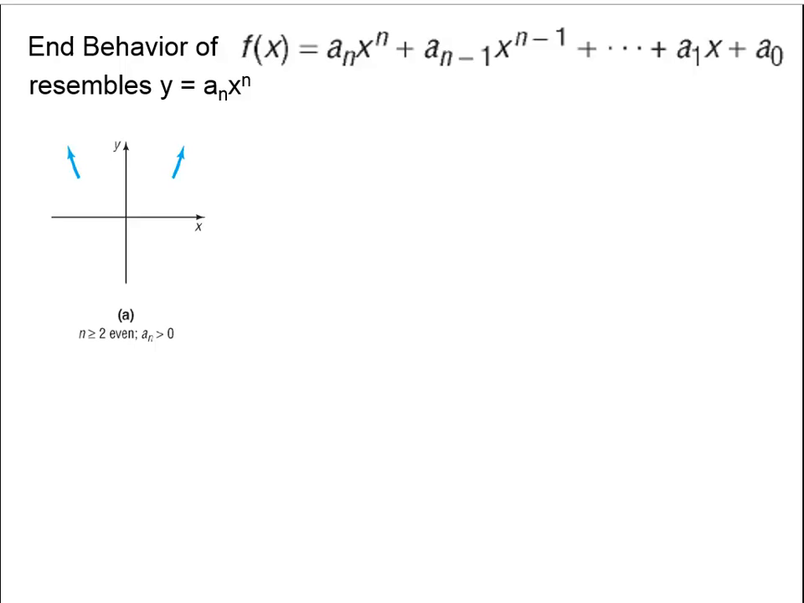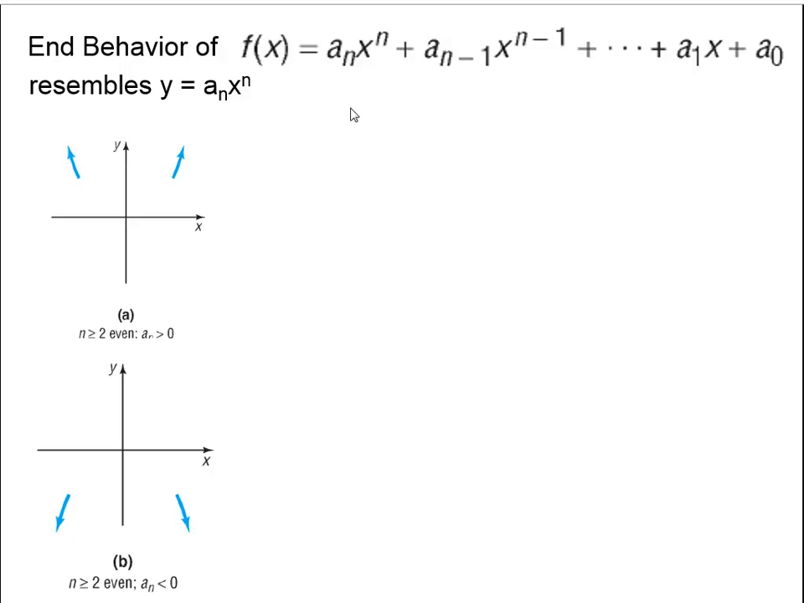So what we're going to say is if that polynomial has even degree, it's going to look like a parabola at the ends. Now, if this leading coefficient is positive, that's what we're saying right here, then it's going to open up at the ends, if you will. And if this leading coefficient is negative, it's going to look like a parabola, but it's going to be opening down at the end.